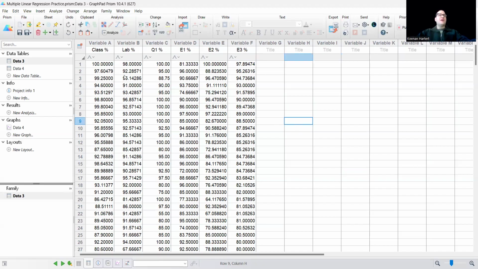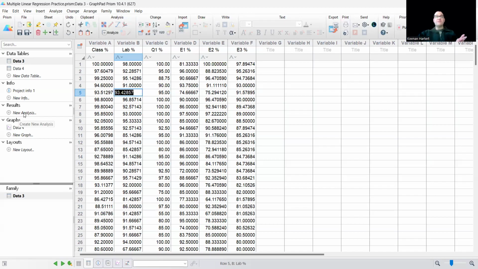All right, so I've loaded in some data. Here are the students' final class percent, their collective lab percent, how they did in the lab part of the course, the quiz, and the three exams, the third one being the final exam, and how everybody did, essentially. All set up in rows, looking pretty good. This is the multiple variables setup in Prism.